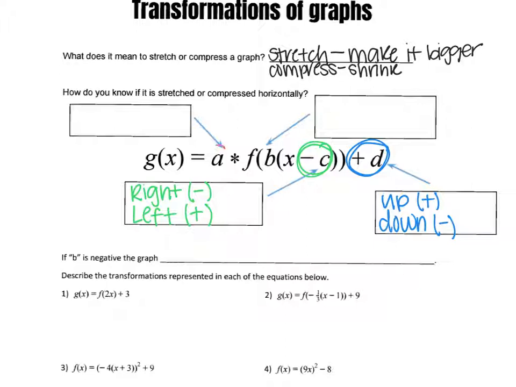In 16.2, we talked about this A here. We talked about if A is greater than 1, it's a vertical stretch. And if A is between 0 and 1, it's not horizontal, it is a vertical compression. Jumping the gun.